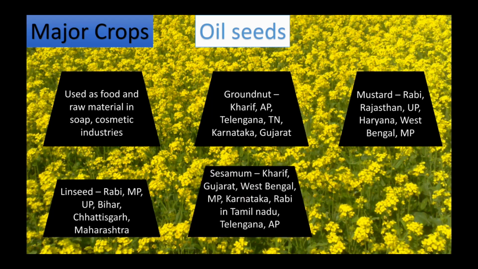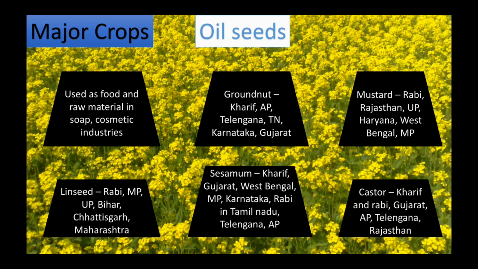And followed by sesame. It is a kharif crop. Gujarat, Tamil Nadu, West Bengal, MP are the best producers of sesame. Mainly it is grown as a rabi crop in South India also. And last is castor seed. It grows well in kharif and rabi seasons, in areas like Gujarat, Andhra Pradesh, Telangana.